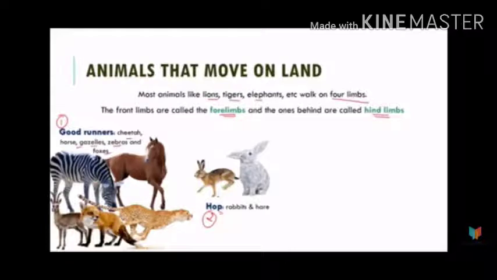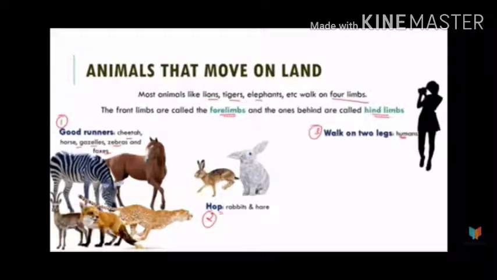The next one is hoppers. So we have animals that hop like rabbits and hare. So they have four limbs. But do you know, children, their hind limbs are strong and longer than the forelimbs. So that's why they are able to hop around. The next one is walk on two legs.